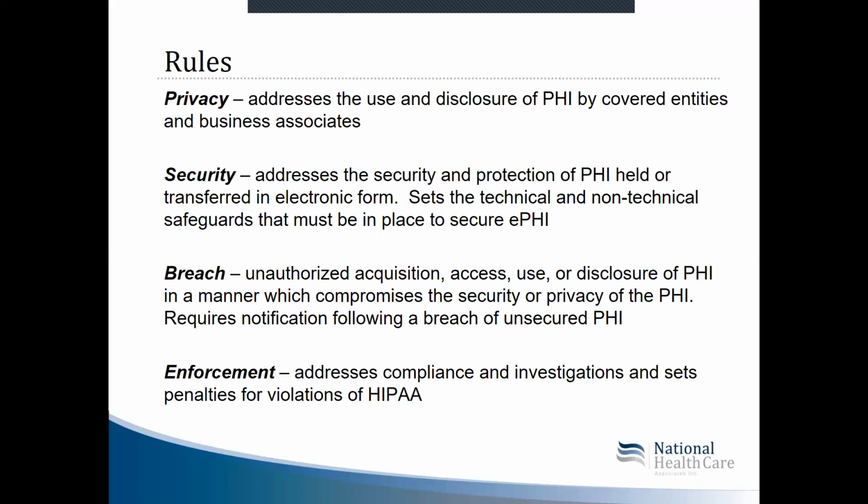There's also the breach rule. A breach is the unauthorized acquisition, access, use, or disclosure of PHI in a manner which compromises the security or privacy of the PHI. The breach rule requires notification following a breach of unsecured PHI. Lastly, there is the enforcement rule, which addresses compliance and investigations and sets penalties for violations of HIPAA. These rules set forth the guidelines for disclosure, use, and security of PHI, and what to do if PHI is breached.